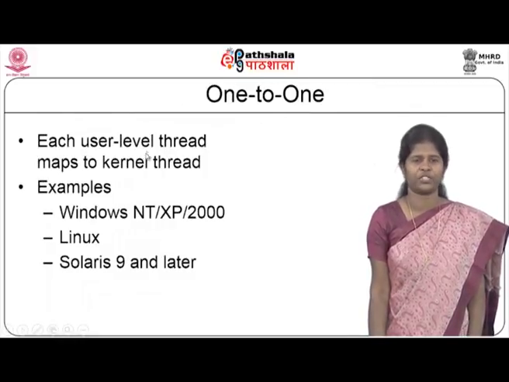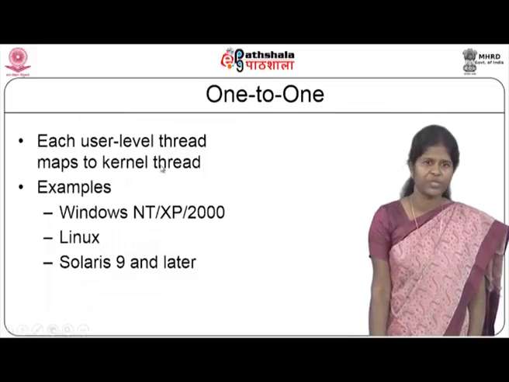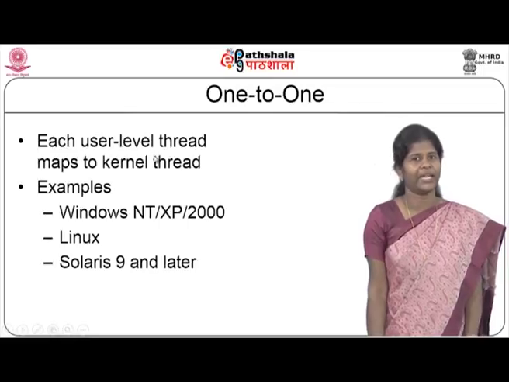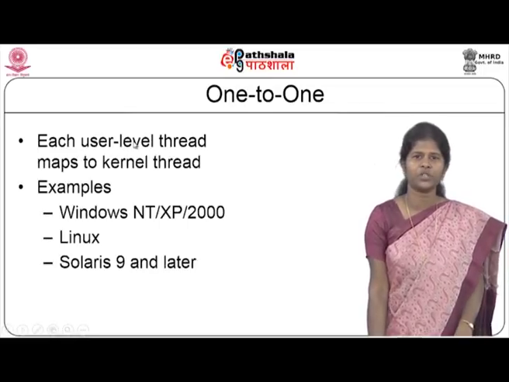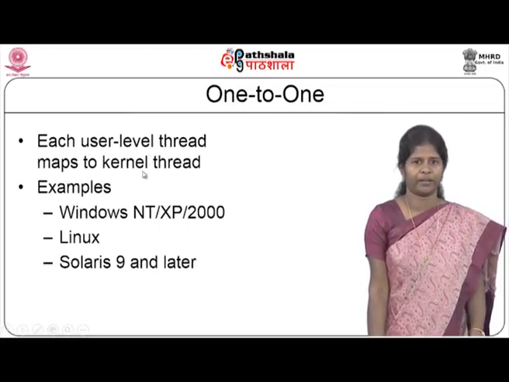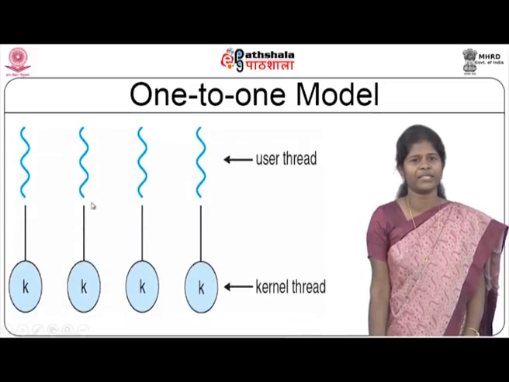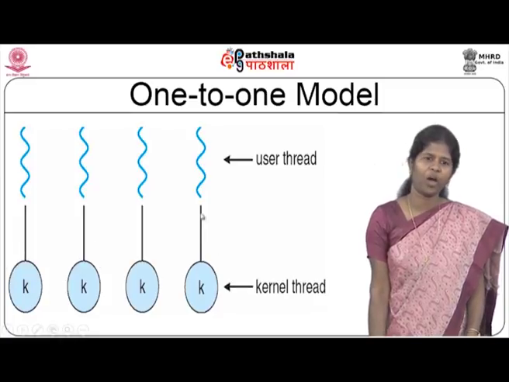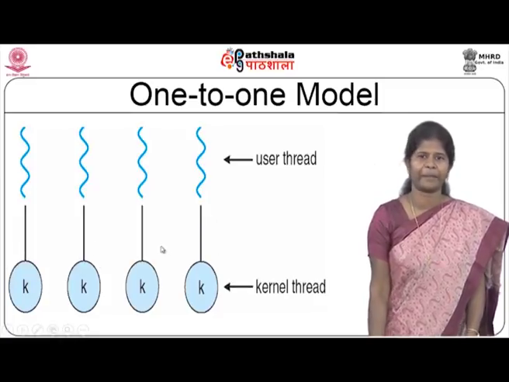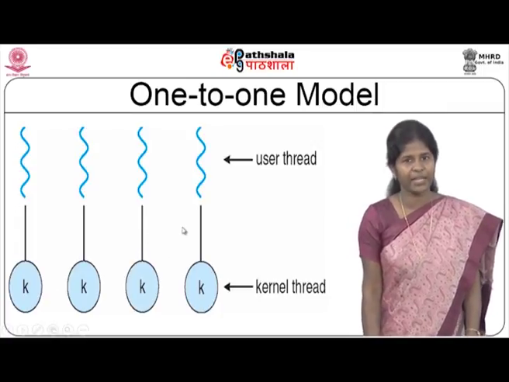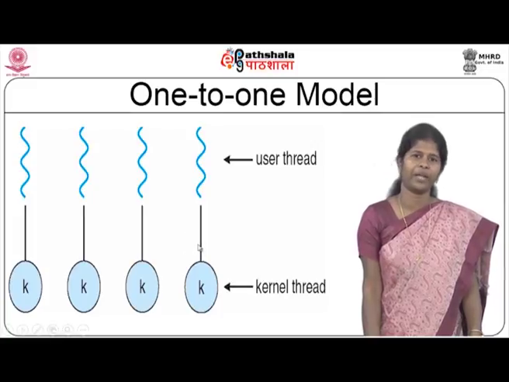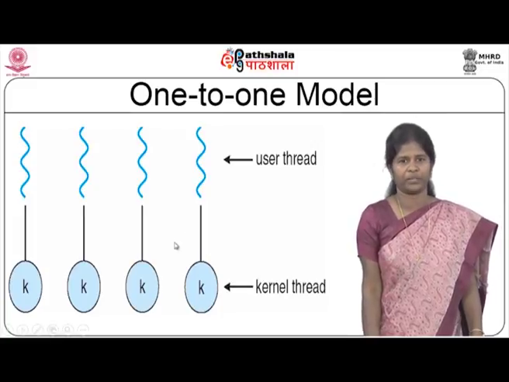If you look at the one-to-one model, for each user level thread, a kernel level thread has to be created. Each user level thread is mapped onto a kernel level thread. In this example, you see that there is a user level thread corresponding to each kernel level thread, and all these threads can execute concurrently. Hence, concurrent execution is better in the one-to-one model compared to the many-to-one model.